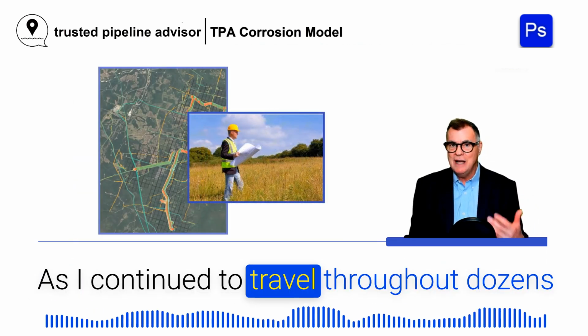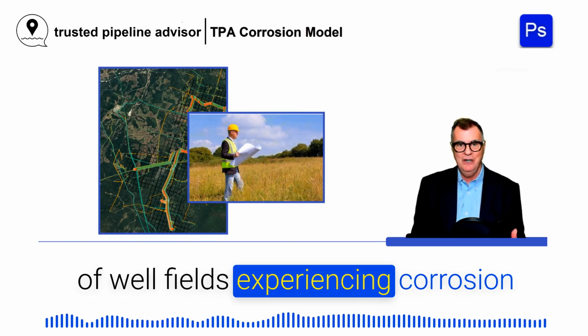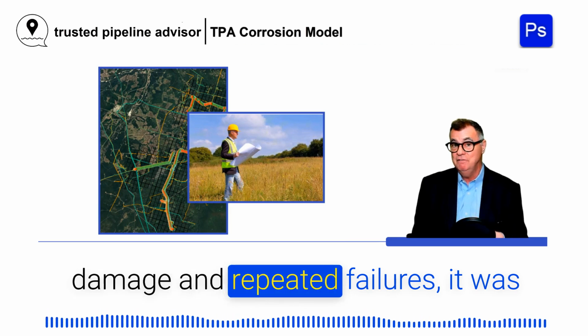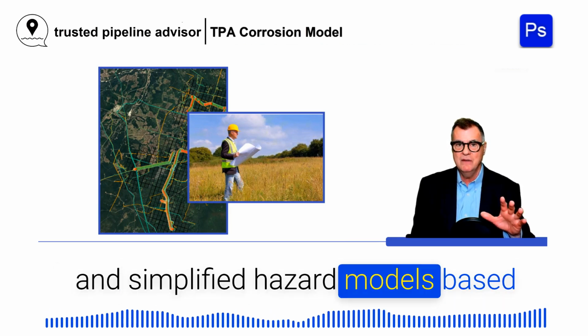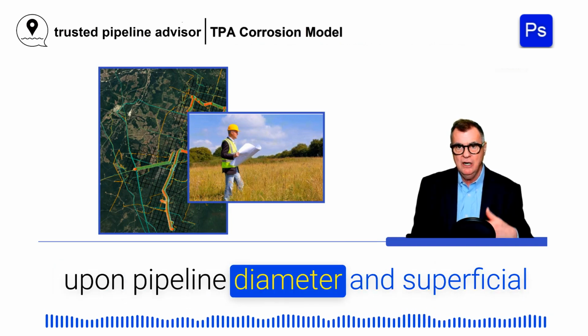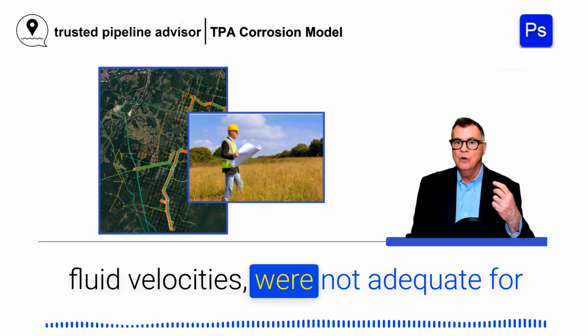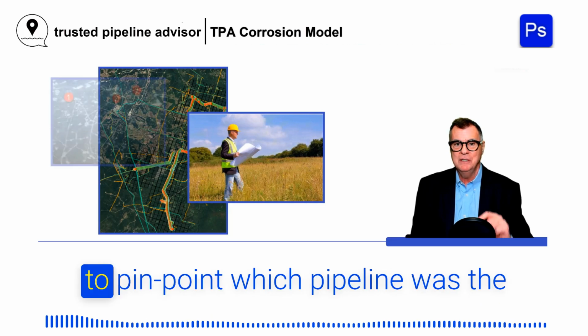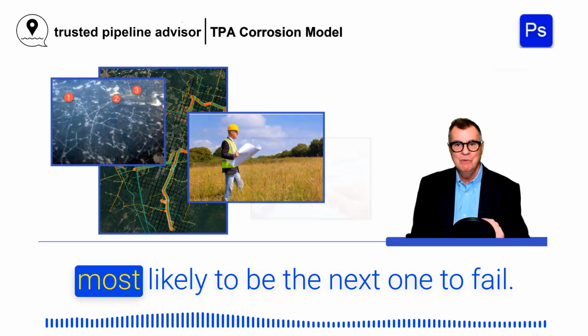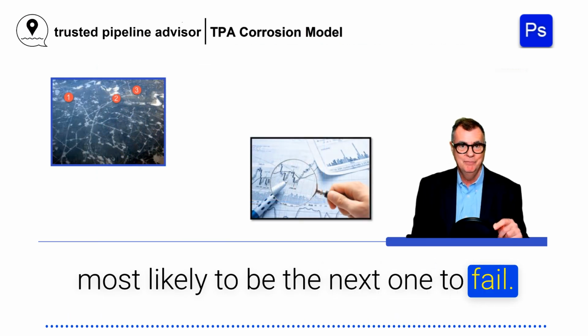As I continued to travel throughout dozens of well fields experiencing corrosion damage and repeated failures, it was obvious that traditional rules of thumb and simplified hazard models based upon pipeline diameter and superficial fluid velocities were not adequate for pinpointing where corrosion damage will occur, and nor were they able to pinpoint which pipeline was the most likely to be the next one to fail.